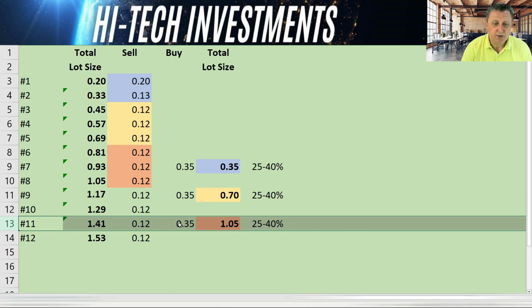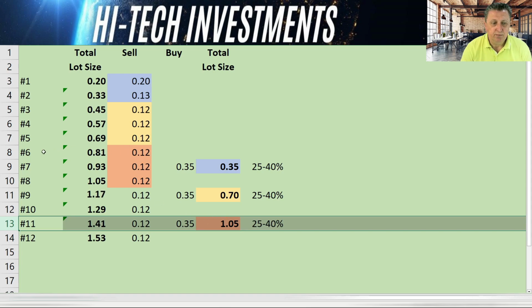And if this again is a 0.35 in this particular case, then you have covered 1.05, meaning that it's still about 0.35 that is open. It's not such a big lot size overall. And it still correlates roughly within the 25 to 40%. You have to be careful not to go too high, as I mentioned before, because if the price goes against you, you could obviously lose out a bit.